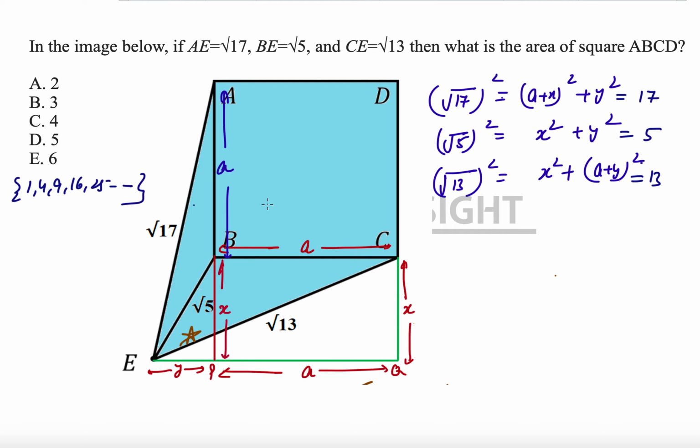So do we get the sum of two perfect squares equal to 17? The answer is yes, that's possible if we have 1 square plus 4 square, because 1 plus 16 becomes 17. Similarly, if you look at the second equation, do two perfect squares add up to 5? The answer is yes, because 1 square plus 2 square gives us 5. Now the third one: do two perfect squares add up to 13? The answer is yes. 2 square plus 3 square, that means 9 plus 4 becomes 13.